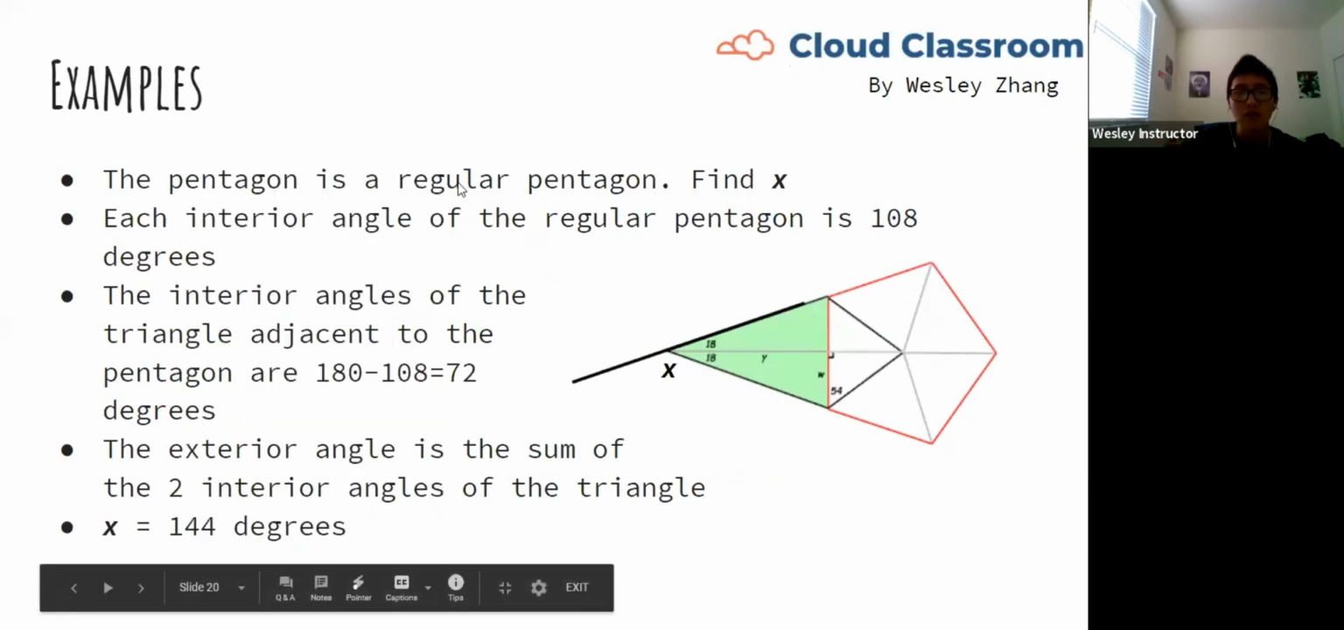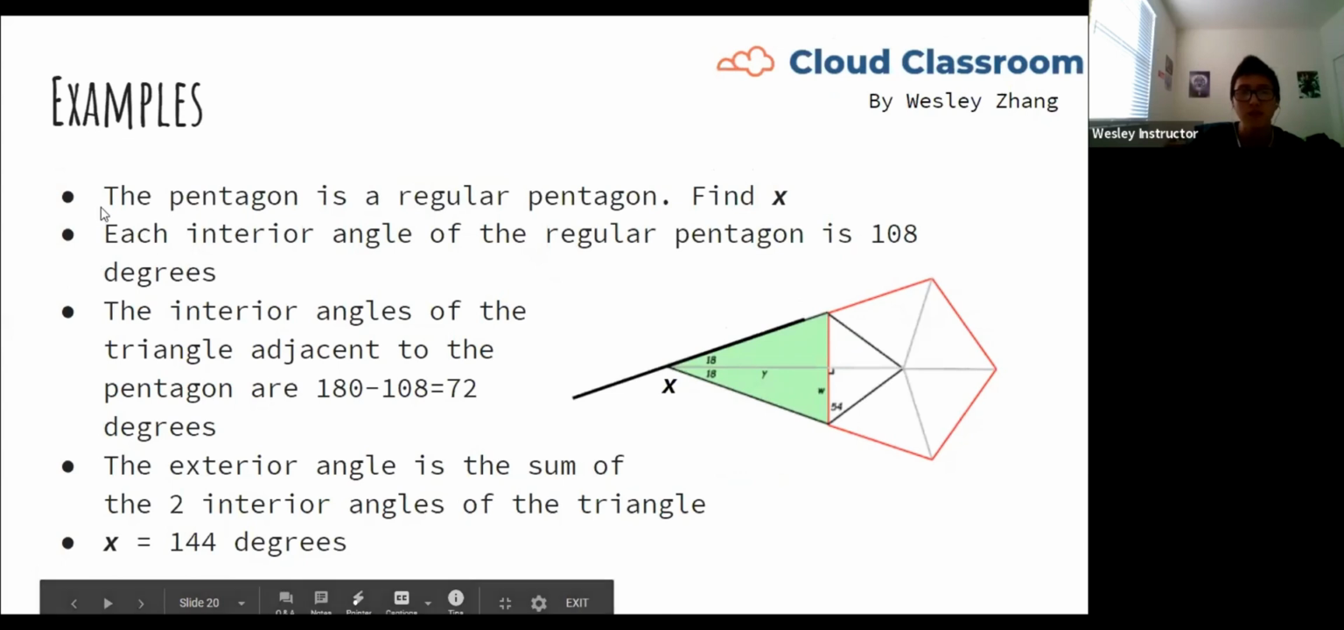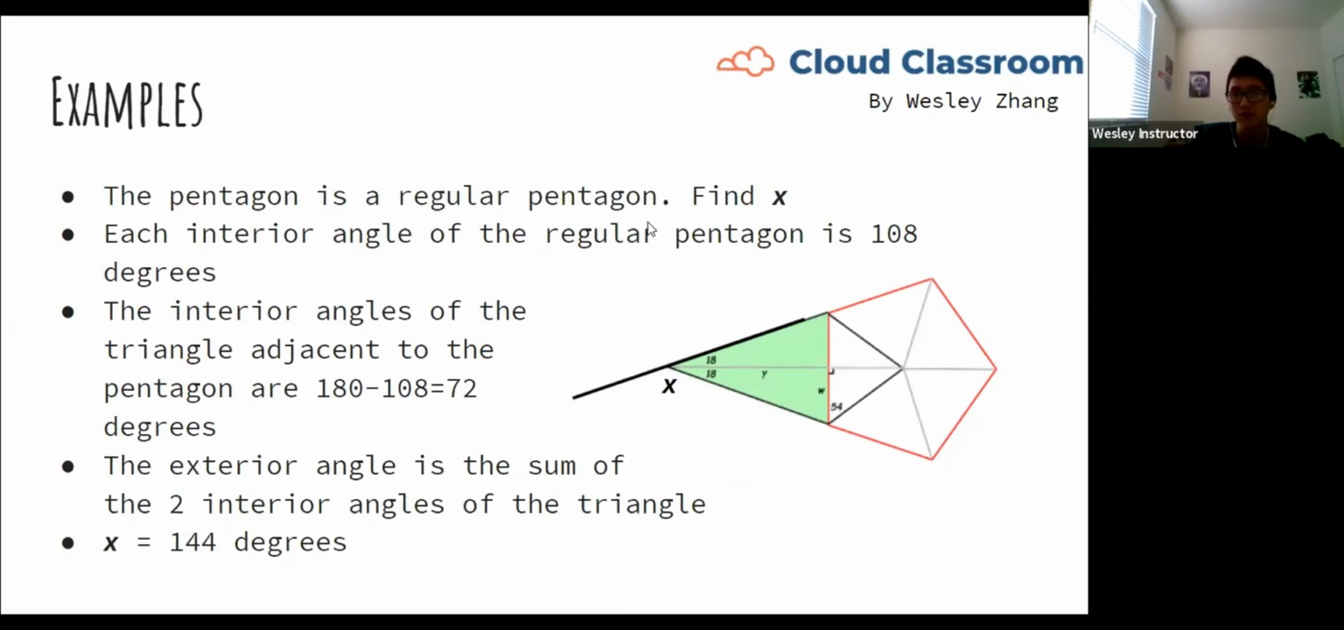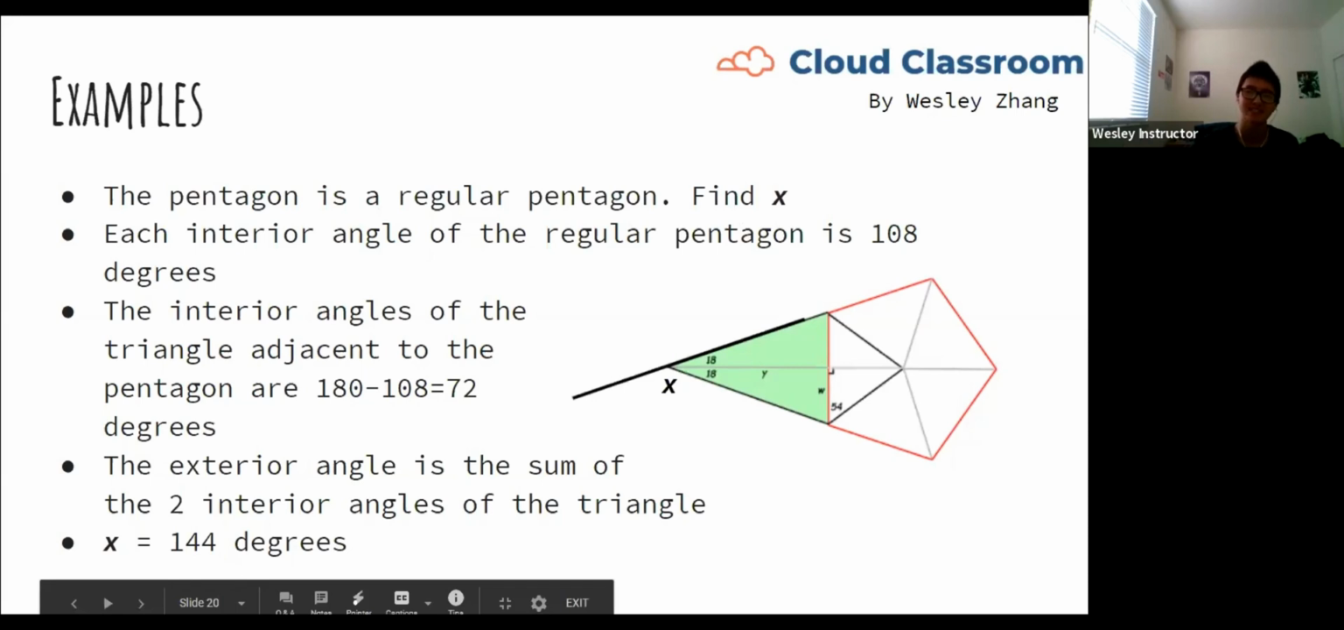All right, so here's some examples. The pentagon is a regular pentagon. Find x. Guys, give me credit for this one. I saw this diagram in the book, but I can't copy and paste these diagrams from the book, so I have to find all these separate shapes to make this shape on my PowerPoint. So give me some credit for that.